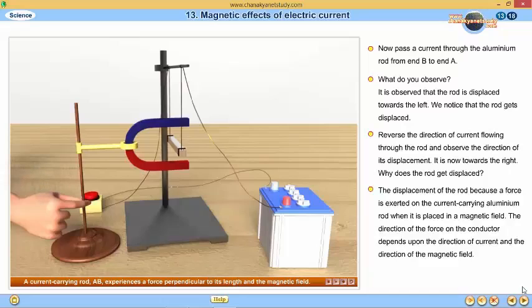Why does the rod get displaced? The rod is displaced because a force is exerted on the current carrying aluminium rod when it is placed in a magnetic field. The direction of the force on the conductor depends upon the direction of current and the direction of the magnetic field.